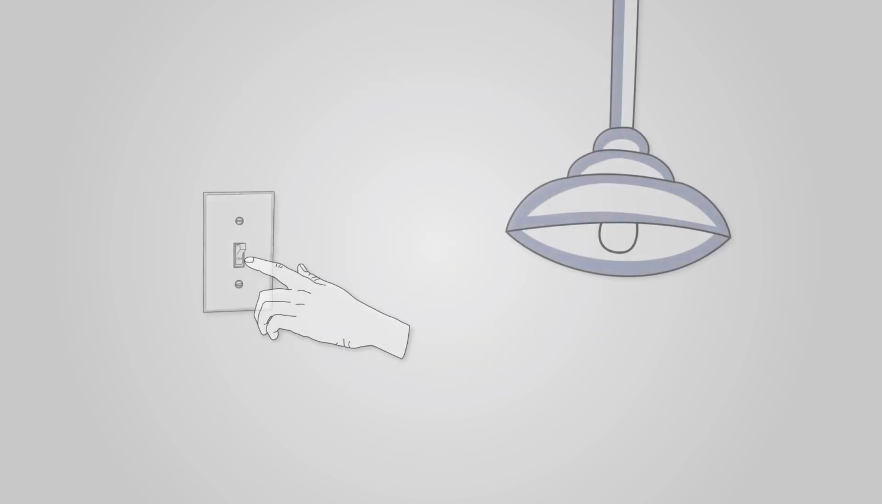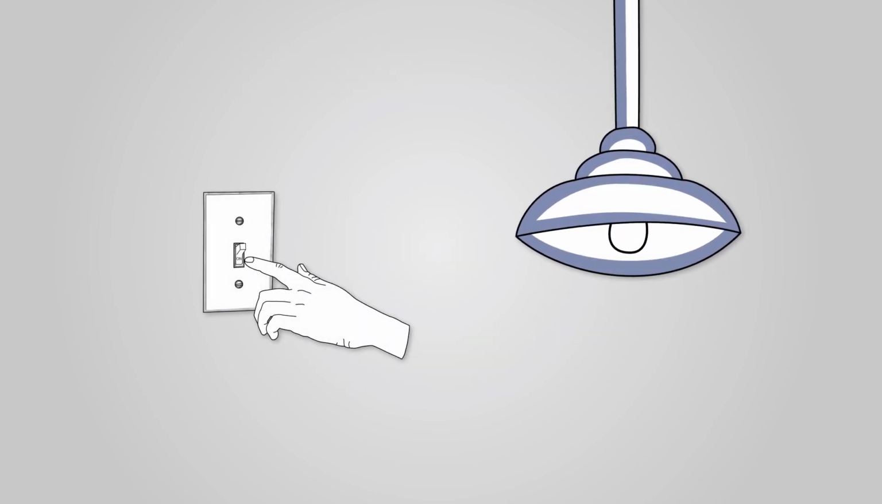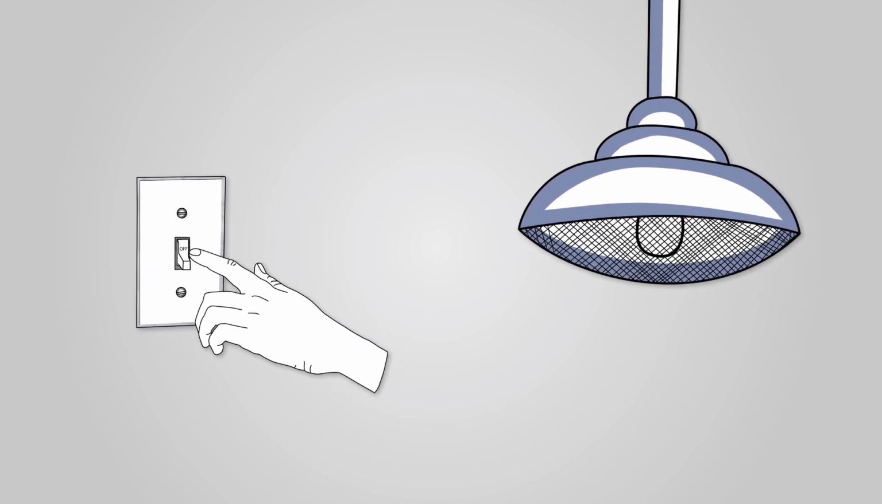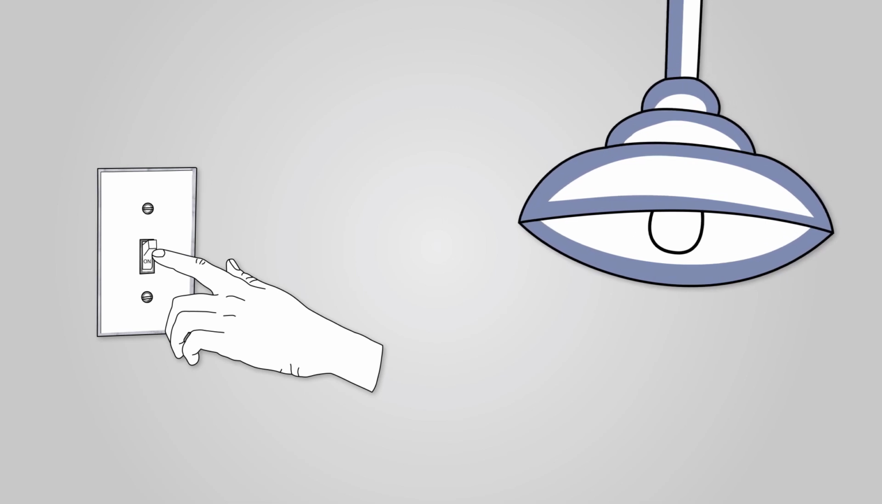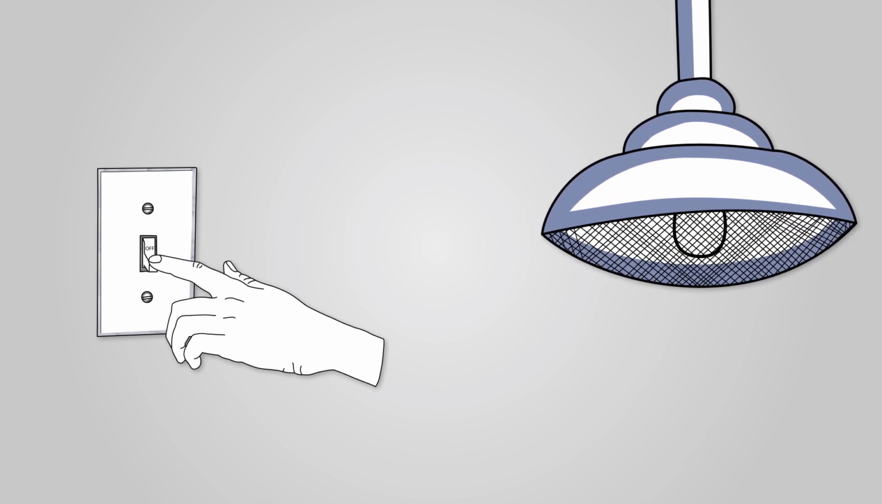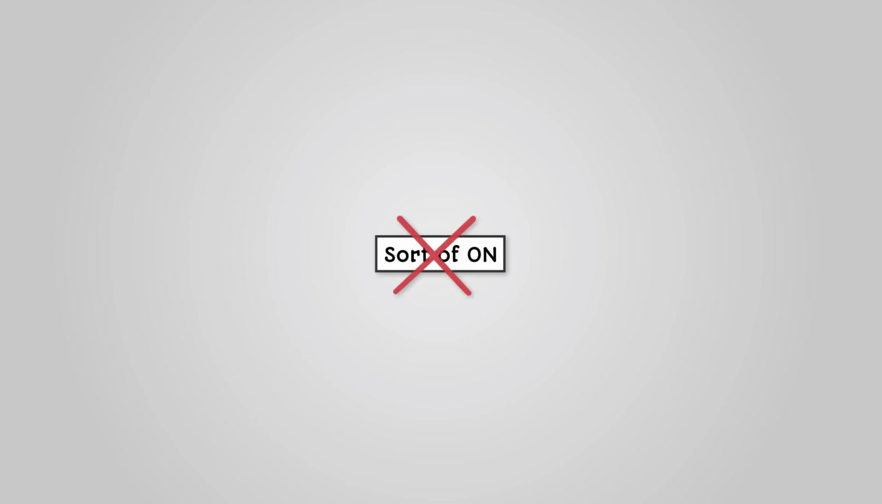If you look at the lights in your classroom, they can be in one of two states. They're either on or off. Your lights are controlled by a switch on the wall. If the switch is on, the lights are on. If the switch is off, the lights are off. There is no such concept as sort of on.